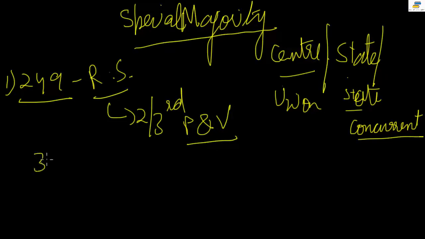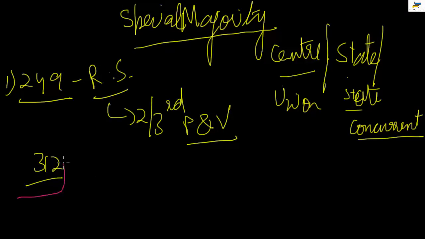Now similarly, under Article 312, Rajya Sabha can pass a resolution that all India services can be created, right? Now if Rajya Sabha does that, only then can Parliament create all India services, right? Now this is the first instance of how law through special majority exists, right?